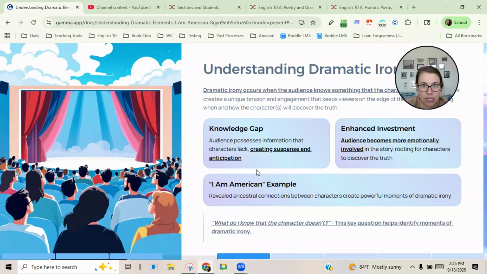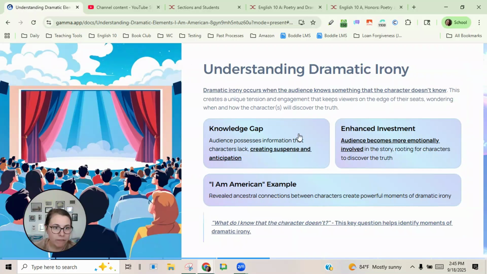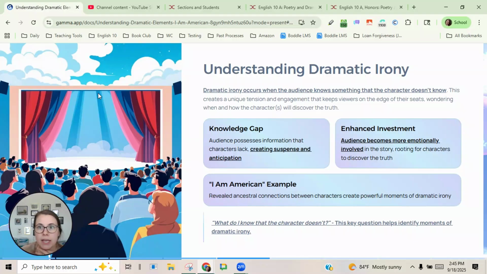All right, last thing I'm going to show you guys, move my face out of the way, is just some ways to identify dramatic irony. That's when the audience knows something the character doesn't know, right? So I know something that you don't know.